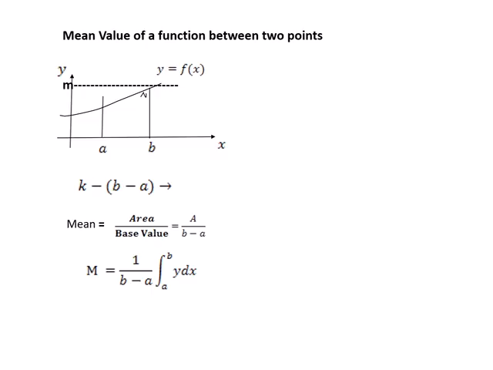So we have it as 1 all over b minus a. Now to get the mean value of a function between 2 points, we have it as mean equal to 1 all over b minus a, while the limits, those 2 points there, are what? From a to b. So it is equal to 1 over b minus a integral y dx from a to b.